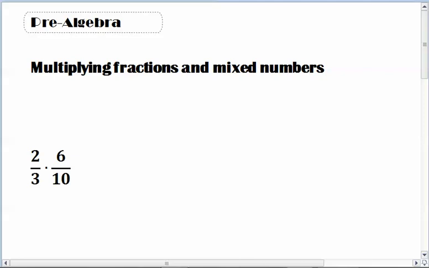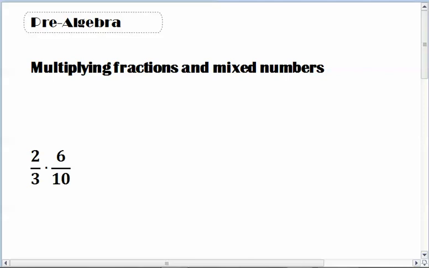Alright, we're going to take a look at multiplying fractions and mixed numbers. In the last video in this playlist, we added and subtracted. Multiplying is completely different from adding and subtracting. The first thing you need to remember is that in multiplying fractions, we do not need a common denominator.